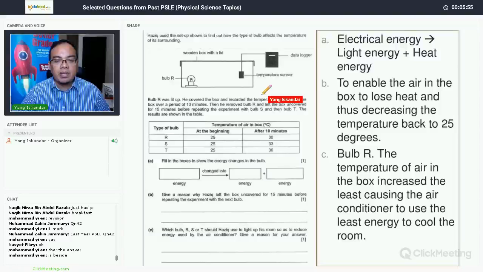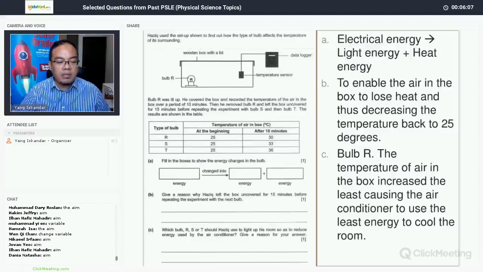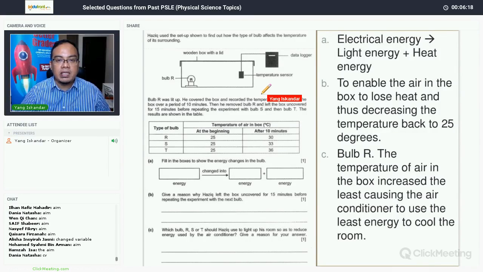Now remember, in an experiment question, what is the first thing that you should look out for? Ian, can you tell us? Very good. The aim of the experiment, or more specifically, you need to find out what is the change variable. And this change variable, you can find inside the aim of the experiment. Sometimes some questions do not give you the aim very clearly, but in this particular question, they're quite nice. They tell you Haziq used the setup below to find out how the type of bulb affects the temperature of the surrounding. This is actually the aim of the experiment.